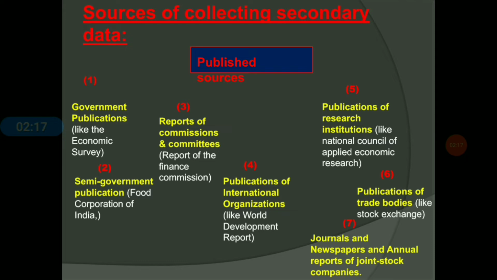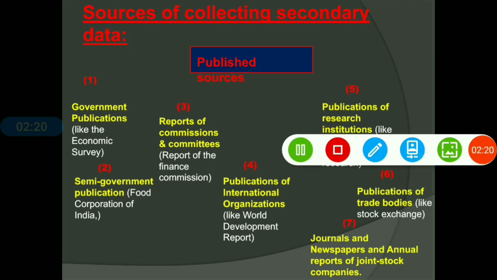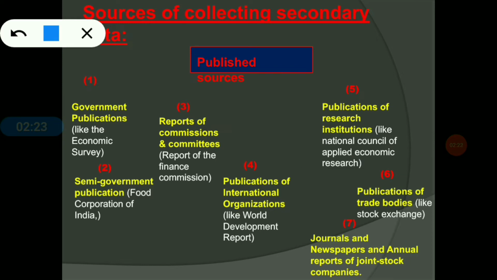Okay, so the first published source is government publications, that means the economic survey. Second one is semi-government publications. Third one is reports of commissions and committees. Fourth one is publications of the international organizations. Fifth one is publications of research institutions like the National Council of Applied Economic Research. Sixth one is publications of the trade bodies like stock exchanges, and last but not the least, the journals and newspapers and annual reports of joint stock companies. So there are 7 published sources of collecting secondary data.